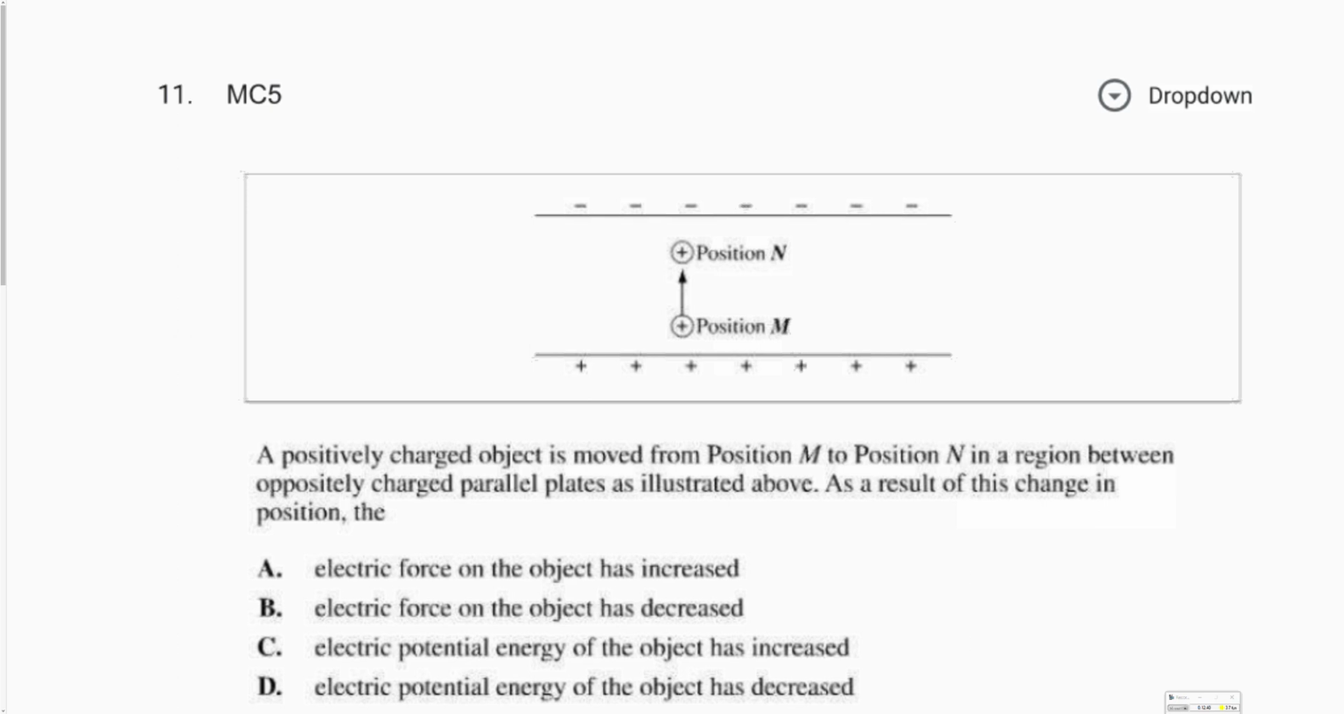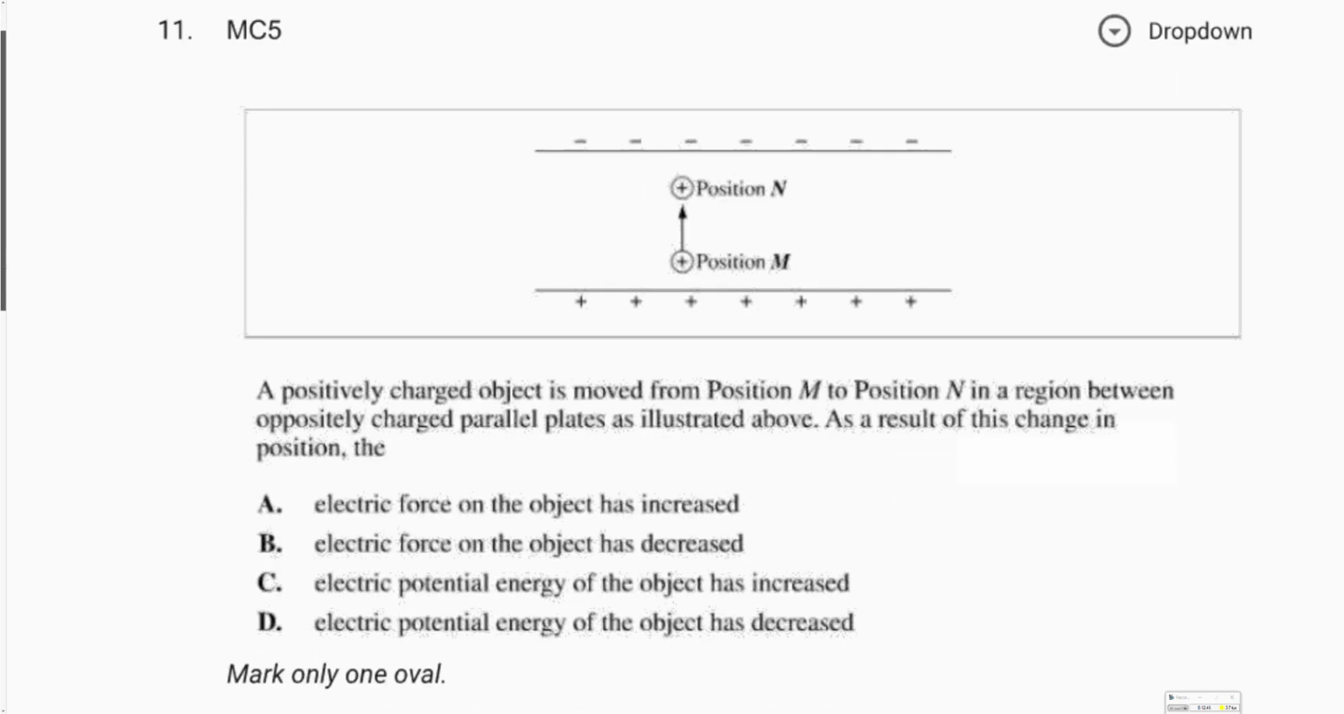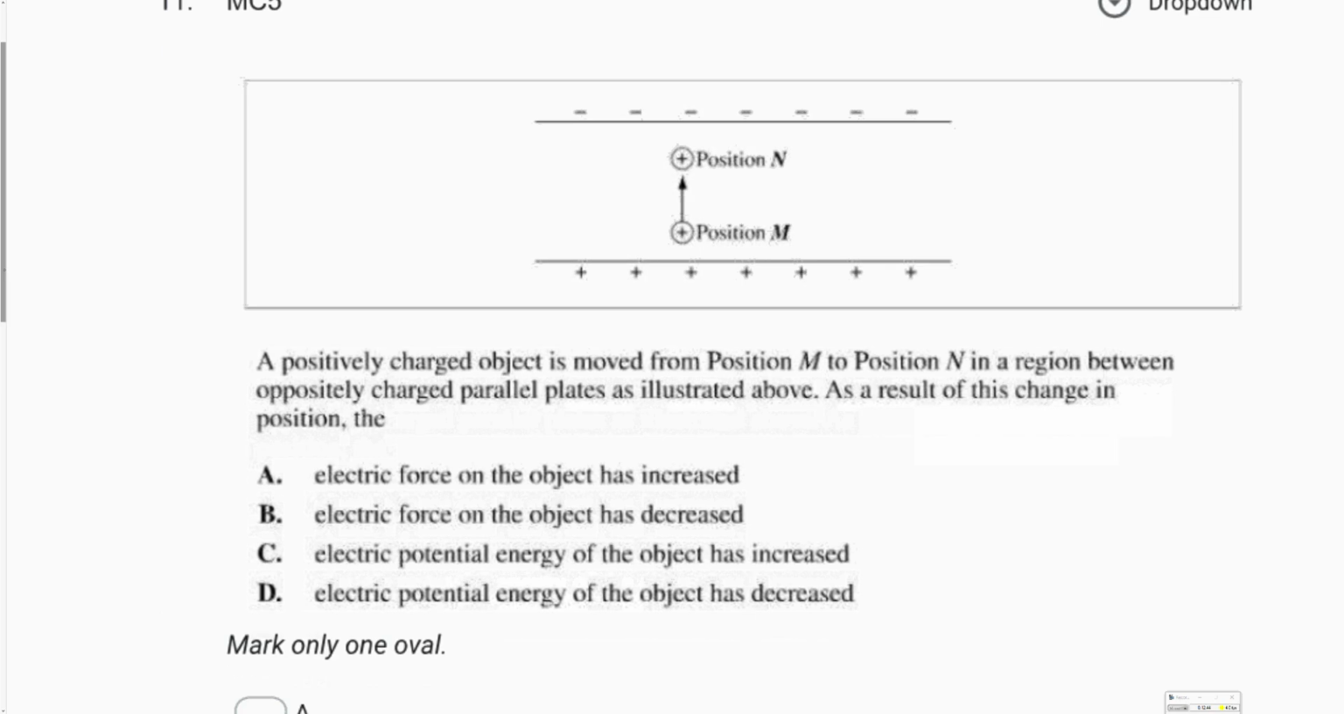I like this question. Multiple choice number 5. I really like this question. So we've got a positively charged particle going from position M to position N. As the positively charged particle moves from position M to N in a region between oppositely charged parallel plates, as illustrated above, as a result of this change in position, what happens?